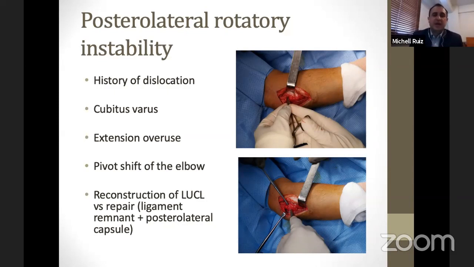And in this case, we have to take into consideration if we have to reconstruct the LUCL or just repair it. I've gone through different phases in my professional career. First, I began doing the reconstruction. Then I shifted to doing only repair. Then I came back to doing reconstruction because of some residual cases. And right now I have gone back again to doing primary repair, but including the posterolateral capsule, which I think is also a very important stabilizing structure of the posterolateral elbow.